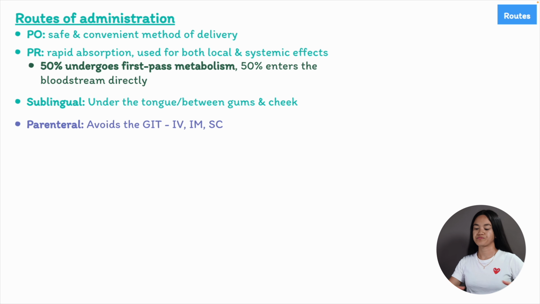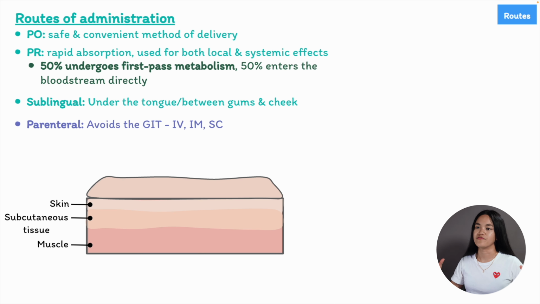This administration avoids the GIT. It will avoid first pass metabolism. What's first pass metabolism again? It's when a drug is metabolized before it reaches the systemic circulation. Before it jumps in the pool of blood, it's first metabolized. Okay, let's draw this out. The most common route is the IV injection, which refers to the placement of the medication directly into a vein. Okay, so we're injecting medications into the blood, eliminating the need for first pass metabolism.